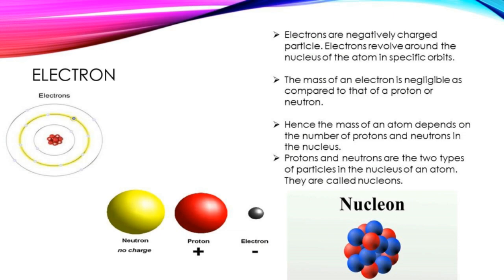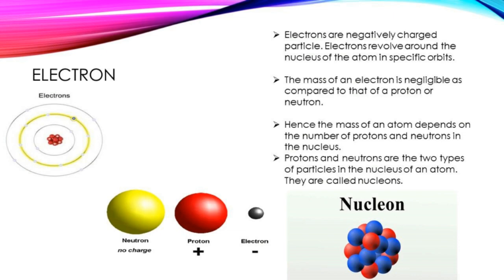Then the mass of an electron is negligible as compared to that of a proton or neutron. Hence, the mass of an atom depends on the number of protons and neutrons in the nucleus. Protons and neutrons are the two types of particles in the nucleus of an atom. So they are called nucleons. So what are nucleons? The proton and neutron.